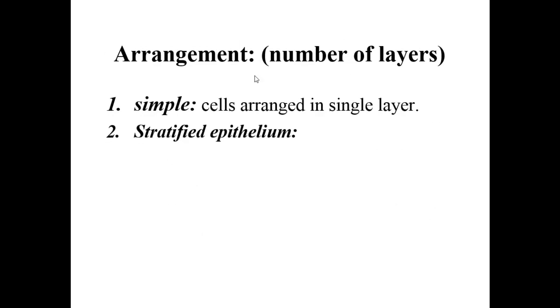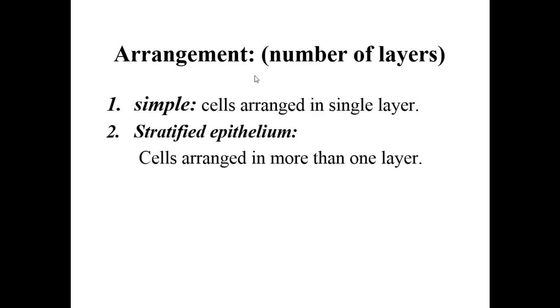According to arrangement, which is the number of layers, epithelium can be divided into simple or stratified. What does it mean, simple? Simple means that the epithelium is formed of one layer of cells, one layer of closely packed cells, while stratified means cells are arranged in more than one layer. It may be 2, maybe 10, maybe 100. Okay, anything which is more than one is stratified. And definitely the epithelial lining here is thick.